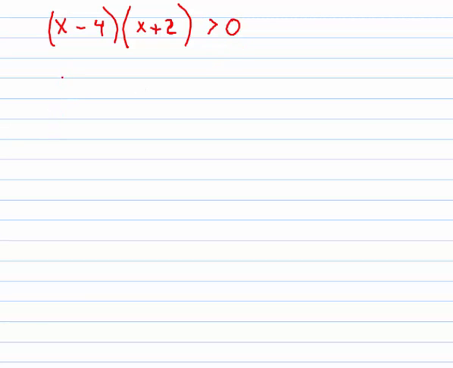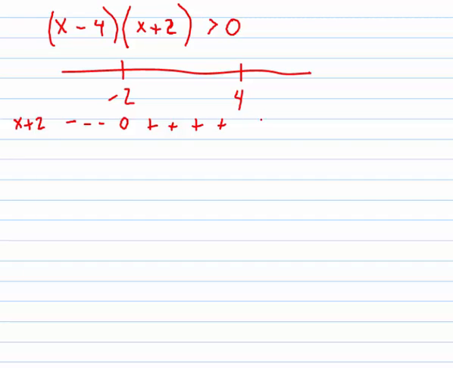So the way I like to do this is I just draw a number line and we basically have here's a -2, that's when this one's 0. Here's a 4, that's when this one's 0, and those are the points of inflection. So x plus 2, if it's less than -2, it's negative in here, it's 0 right at here, and then it's positive in this region.